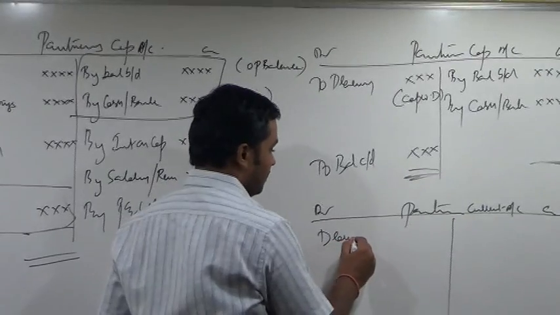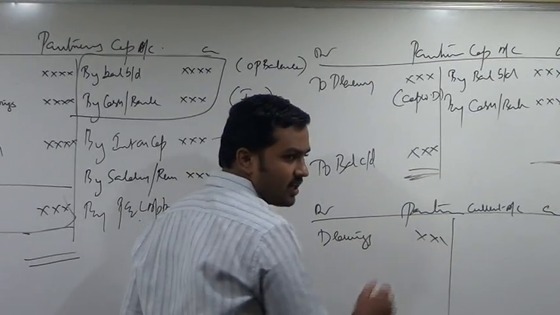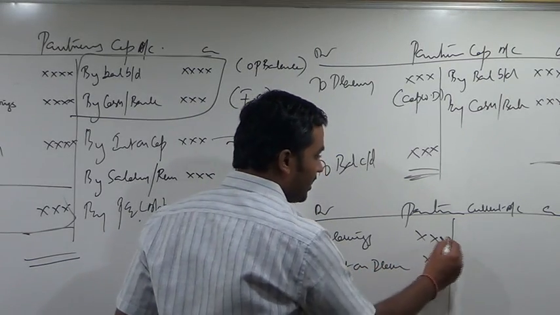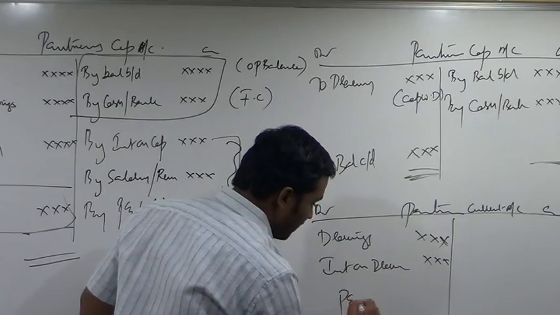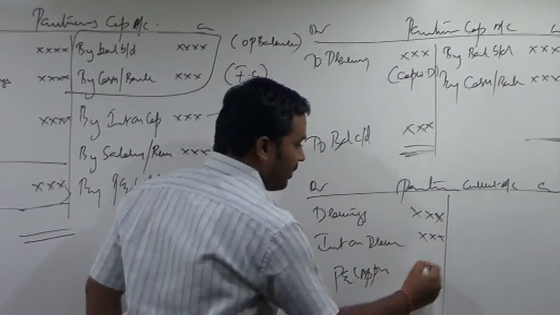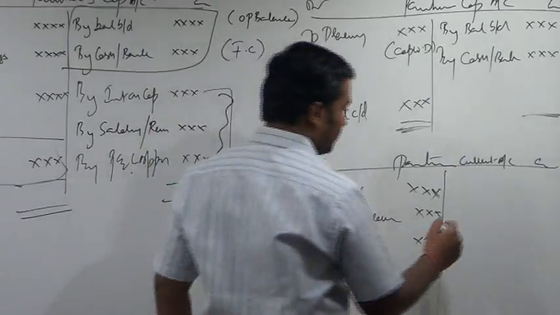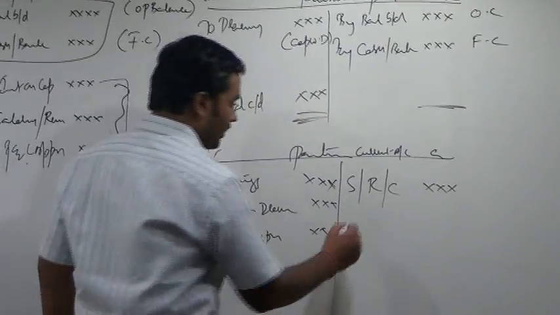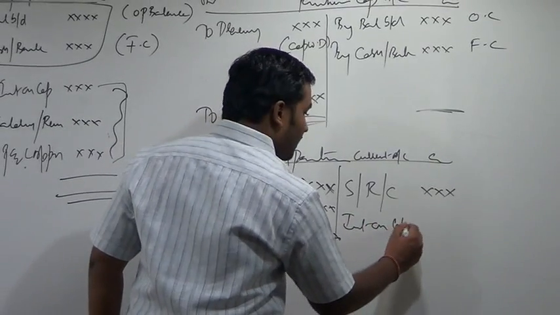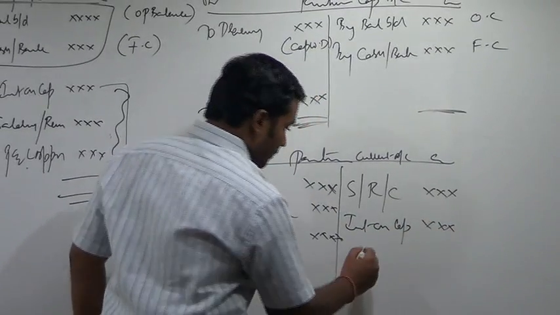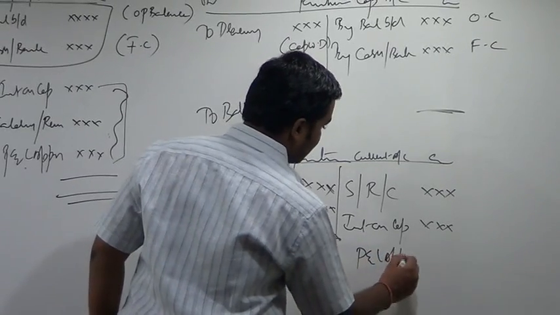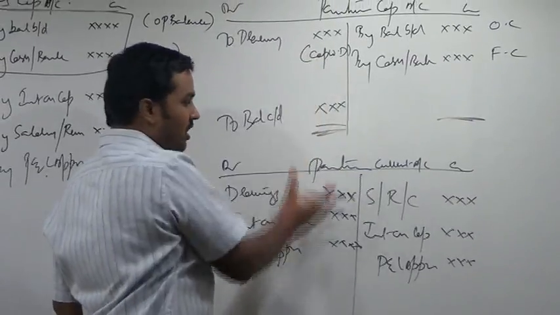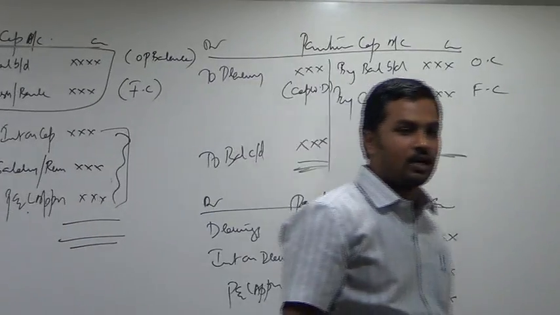Drawings against profits. Which account will you debit? Partner's current account. Interest on drawings. Where will you show? Partner's current account. P&L appropriation account, share in losses, debited to partner's current account. Salary, remuneration, commission, credited to partner's current account. Interest on capital, credited to partner's current account. P&L appropriation, share in profits, credited to partner's current account. So apart from these adjustments, all other adjustments will be done only in the partner's current account.